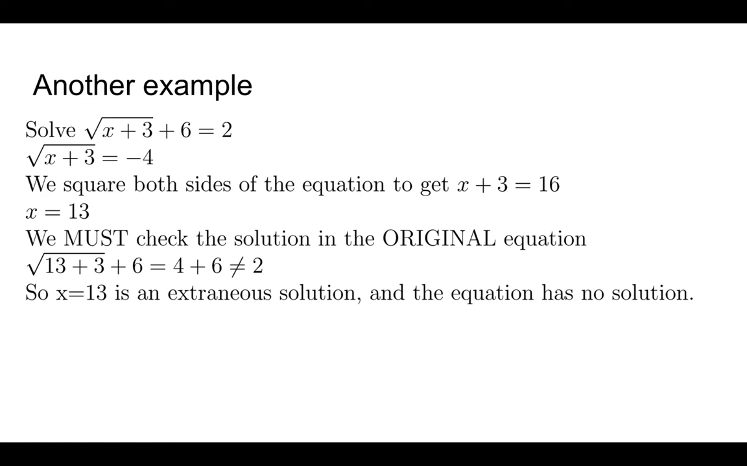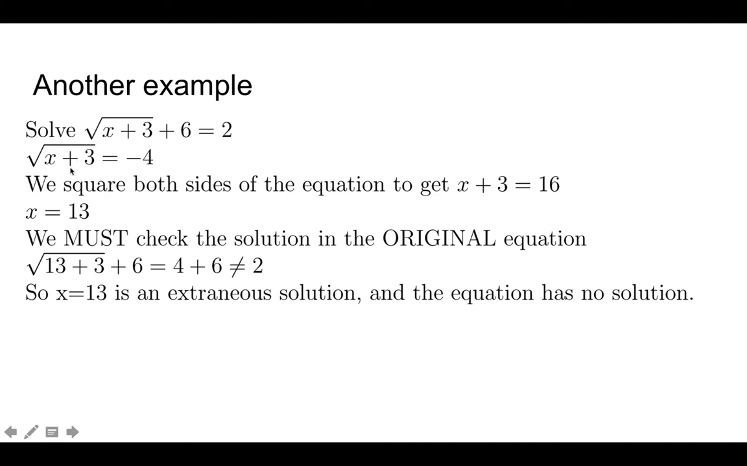Okay, here's another example. We want to solve this equation here. First thing I have to do is isolate the radical. I have to get this square root of x plus 3 by itself. So I have to make this plus 6 disappear. Subtract it from both sides to get square root of x plus 3 equals negative 4. I want to make the square root disappear now. Notice here that I didn't square both sides to begin with. I got the radical by itself first. Now I'm going to square both sides.